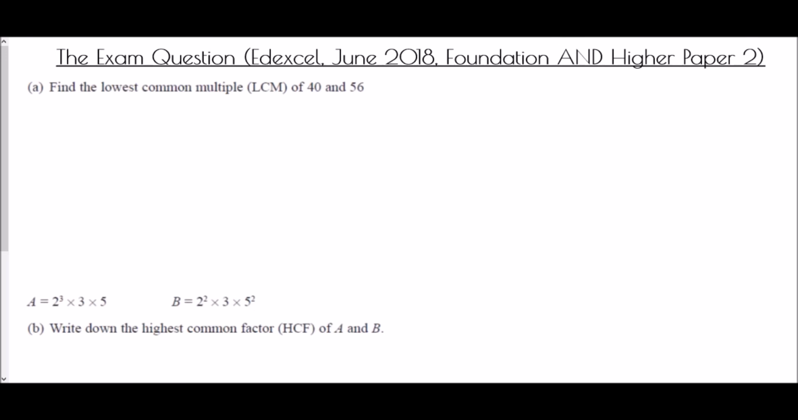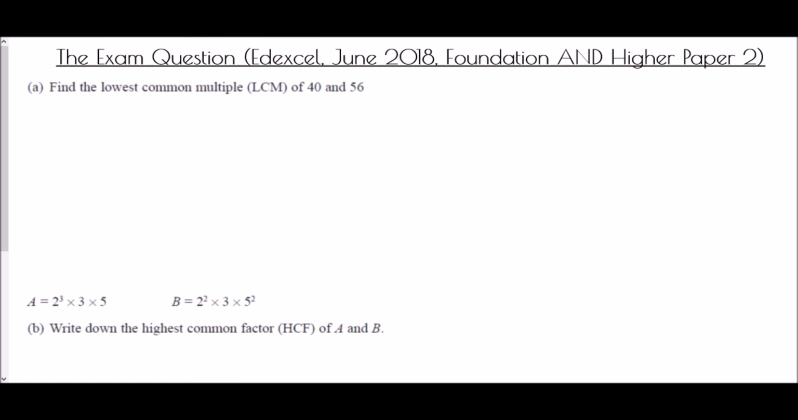And so we end with the exam question. And this came from the EdExcel paper in June 2018, and it was on both the foundation and higher paper, paper 2. So it is a calculator question, and so when we come to dealing with these questions, a calculator may well be useful. But basically, we start off with a question: find the lowest common multiple, or LCM, of 40 and 56. Now, there is no indication here that they want us to use prime factors.